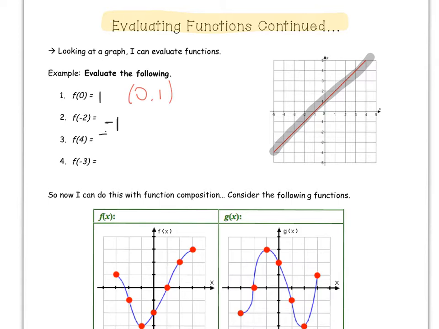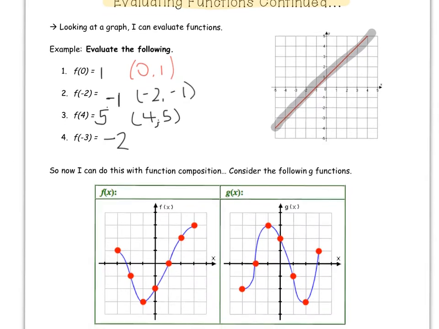And again, this is in function notation, but if I wanted to turn it into an ordered pair, it would just be 4, 5. And the one above it would be negative 2, negative 1. I want you to pause this video and try number 4 on your own and then unpause this video. So if I look at negative 3 on the x-axis, it is here. So the y value is negative 2.